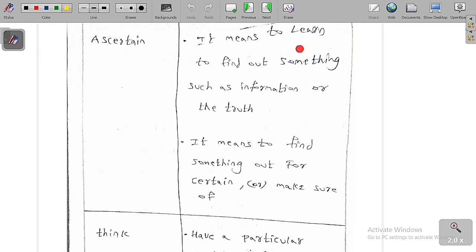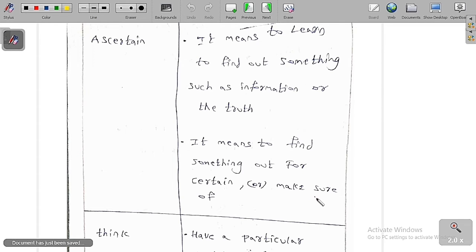Ascertain means to learn or find out something such as information or the truth. It means to find something out for certain or make sure of. You know the facts, you want to figure something out, so this is called ascertain. We can say simply determine and ascertain mean the same, which is figuring out the facts to figure something out. It means you are learning something to figure out the truth of something.